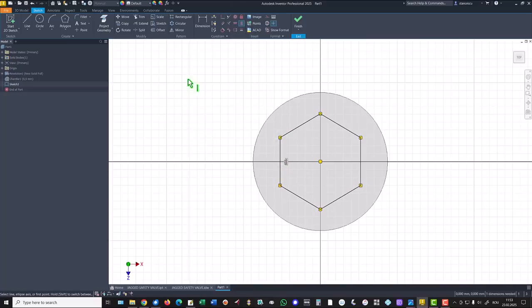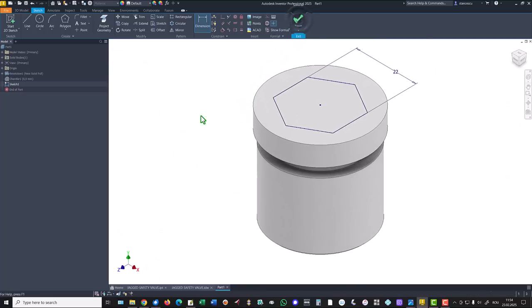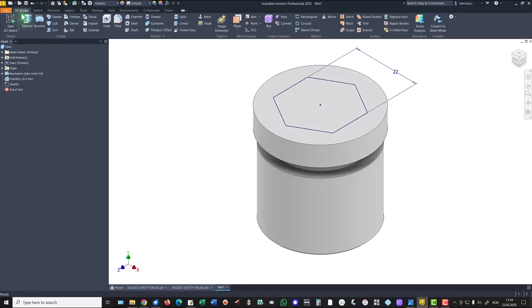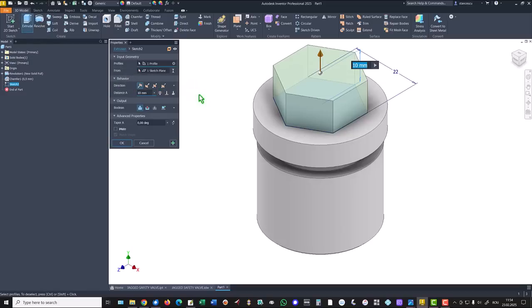Vertical is this, and 22 is this dimension. Okay, we apply extrusion by using that expression, 43 minus 27 minus 28, not 27, minus 7. Okay.